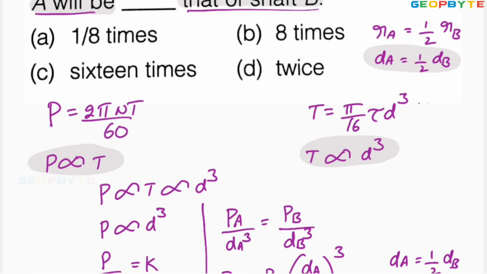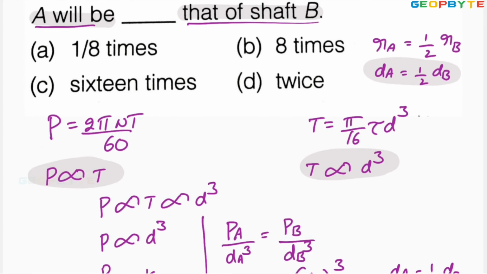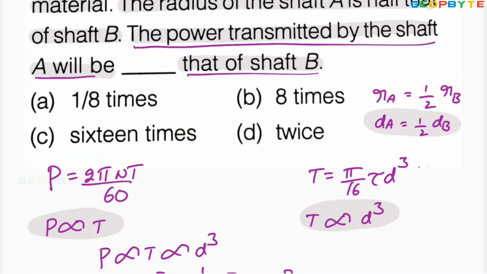Look at the options. Option A is absolutely correct. He is asking power transmitted by the shaft A will be dash times that of B, 1 by 8 times. Option 1 by 8 times. Option A is absolutely correct. I hope all of you understood. Let us go for the next problem.